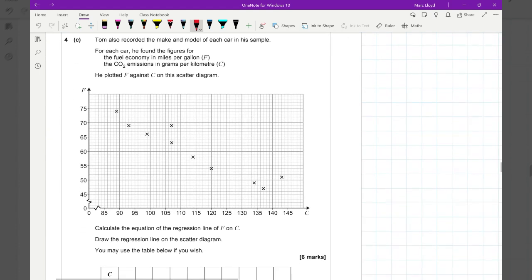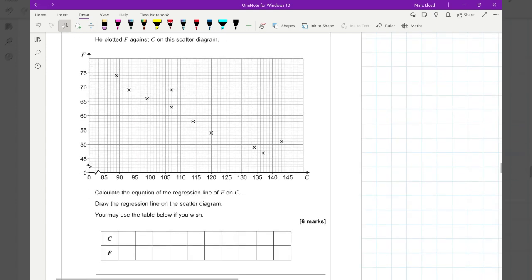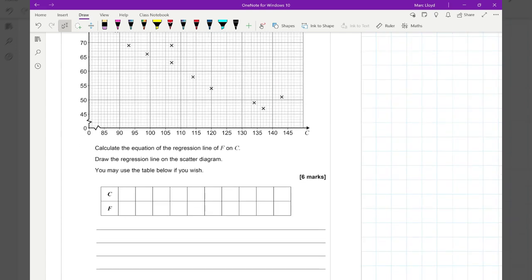Part C. Tom also recorded the make and model of each car in his sample. For each car, he found the figures for the fuel economy in miles per gallon, F, and the CO2 emissions in grams per kilometre, C. He also plotted F against C on this scatter diagram. Calculate the equation of the regression line of F on C. Draw the regression line on the scatter diagram, and you may use the table below if you wish.